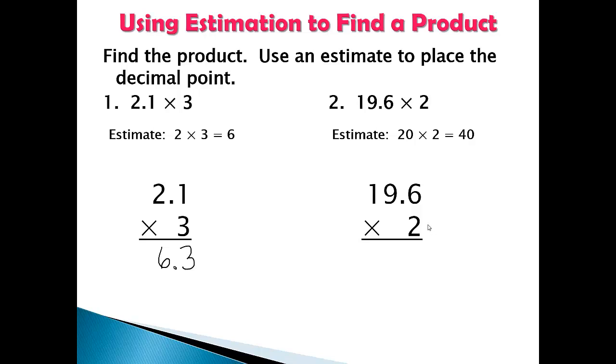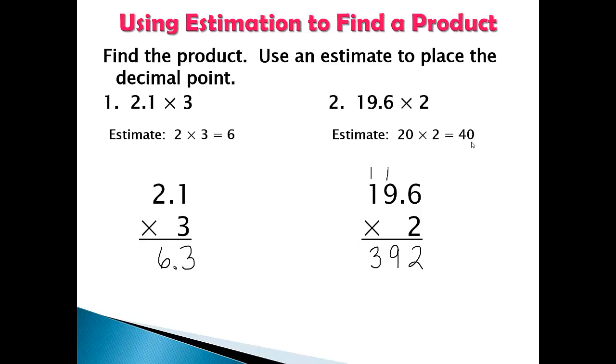19 6/10 times 2. 2 times 6 is 12. We're going to carry our 1. And then 2 times 9 is 18. Plus 1 is 19. Carry our 1 again. And then 2 times 1 is 2. Plus 1 is 3.